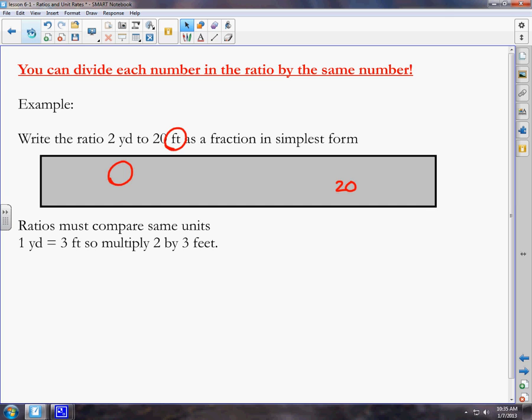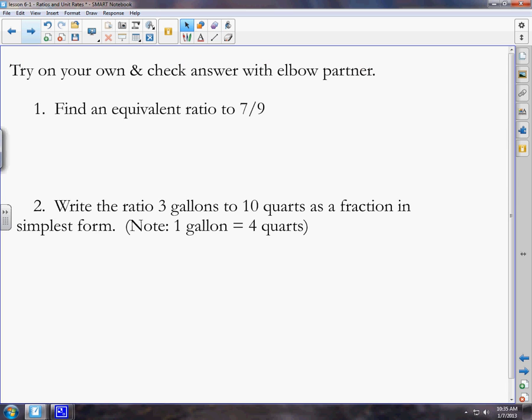Okay, so try this one. Ratios must compare same units. 1 yard equals 3 feet, so multiply 2 by 3. So try these on your own and check your answer. We'll go over it. So push pause.